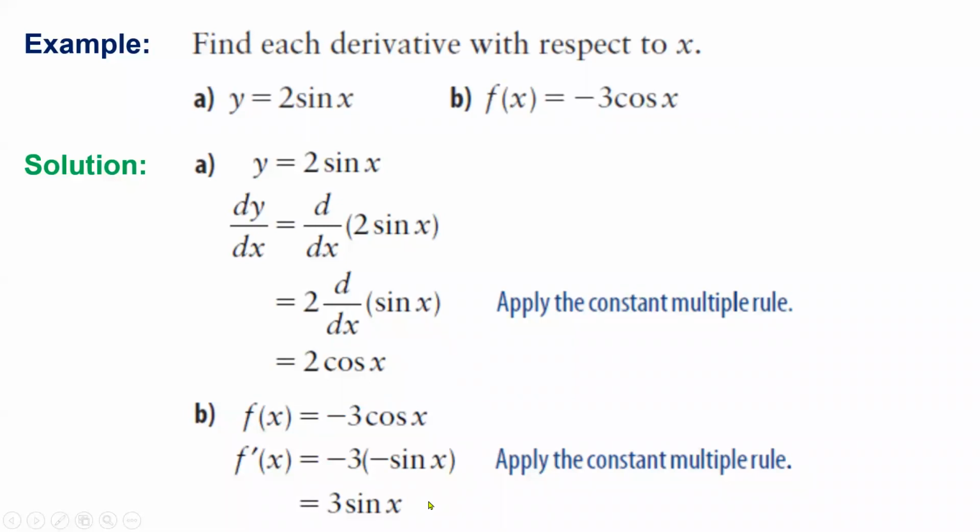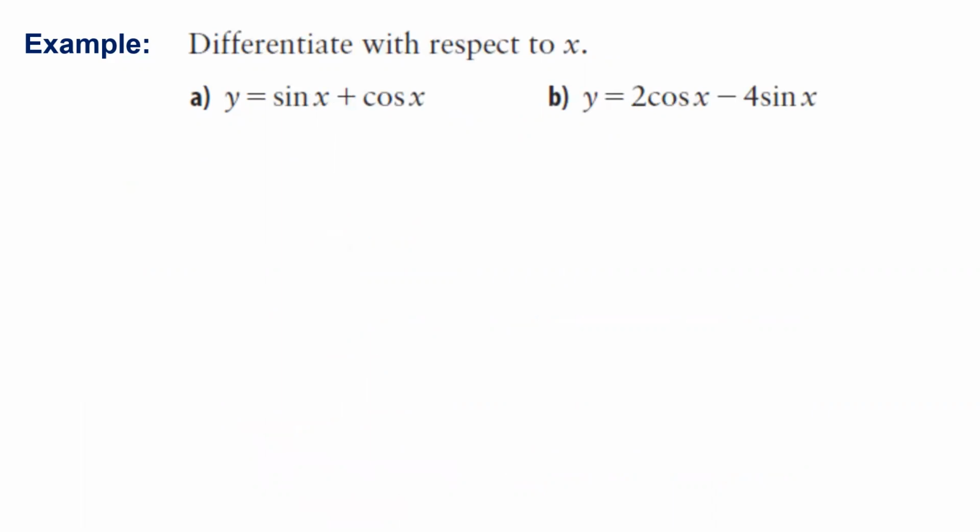Any questions? Okay, if you have no questions, let's look at some more practices. So how about these two questions? Differentiate with respect to x. A, y equals sine x plus cosine x. B, y equals 2 cosine x minus 4 times sine x. Okay, again, I'll give you 2 minutes to have a look at these questions.